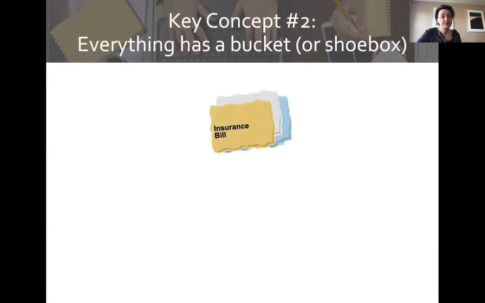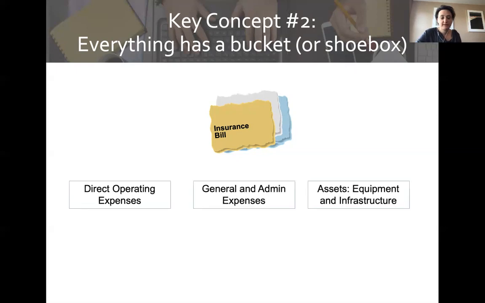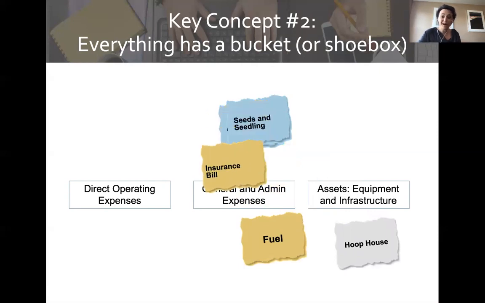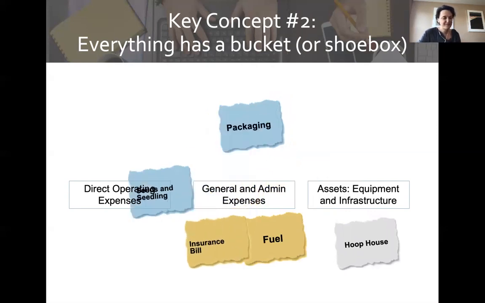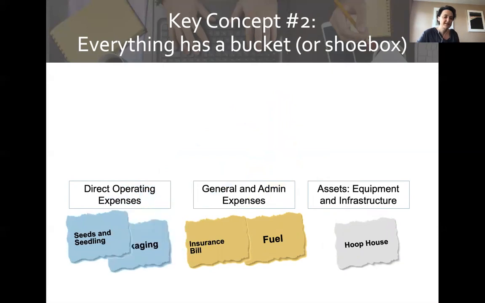So concept number 2 in setting up your bookkeeping system is that everything has a bucket. And for those of you who are as old as me, you'll remember back in the day when you had shoe boxes to store all your receipts or file folders, and you'd have one shoebox for your utility bills, and you'd have one shoebox for your mortgage payments, and you'd have one shoebox for your insurance payments. And the same is true with our bookkeeping system. We want to have different buckets or shoeboxes or accounts to record the different types of transactions.